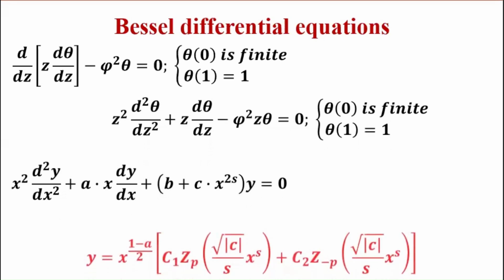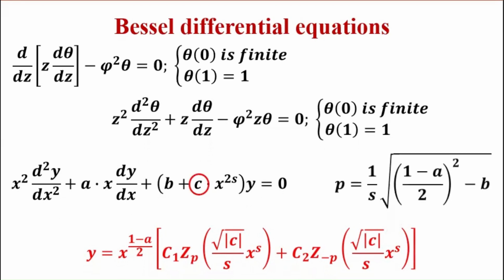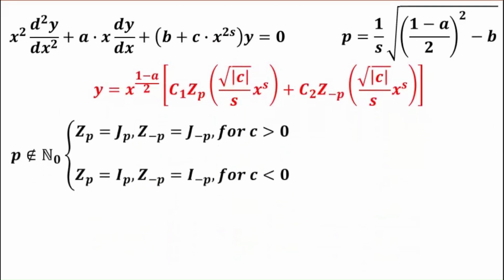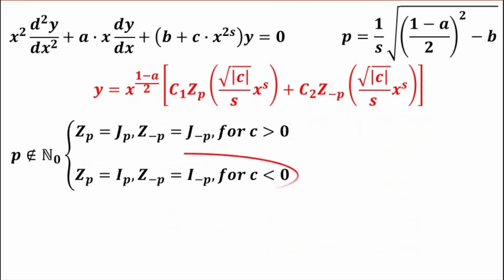The general solution of a Bessel differential equation can be expressed as a combination of two Bessel functions. The specific type of Bessel functions is determined by the coefficient c, while the order of the Bessel functions depends on the parameter p, which is derived from the coefficients a, b, and s. If p is neither an integer nor zero, the general solution consists of two Bessel functions of the first kind denoted by J when c is greater than 0, and two modified Bessel functions of the first kind denoted by I when c is less than 0.